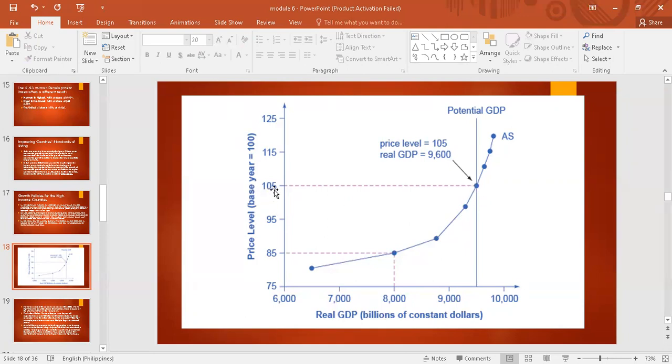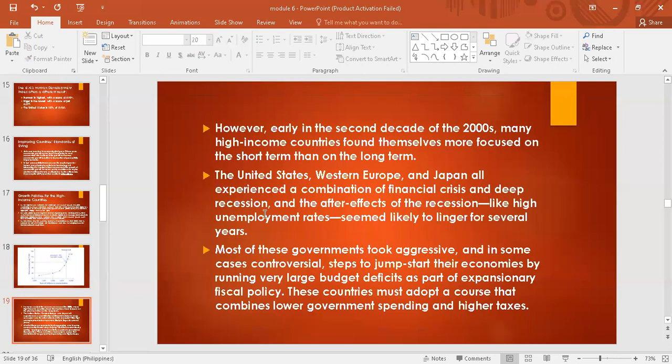Sa price na millions, 105 million or billion. I'm not particular, wala kasing legend. Ito yung naproproduce. Yan. However, noong 2000 po, yung mga high-income countries, they found themselves more focused dun sa tinatawag nating short-term goals, not sa long-term. Sa United States, Western Europe po, at sa Japan, they have experienced yung tinatawag nating financial crisis.